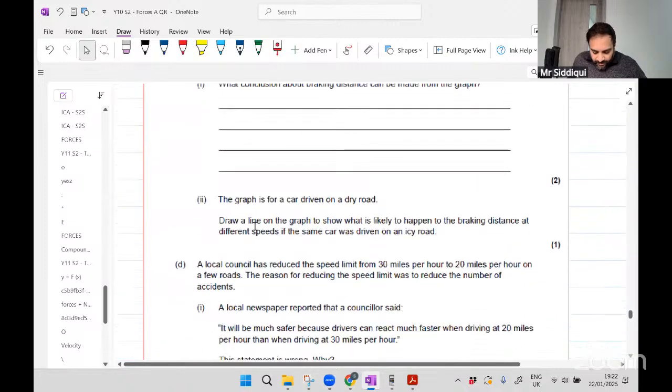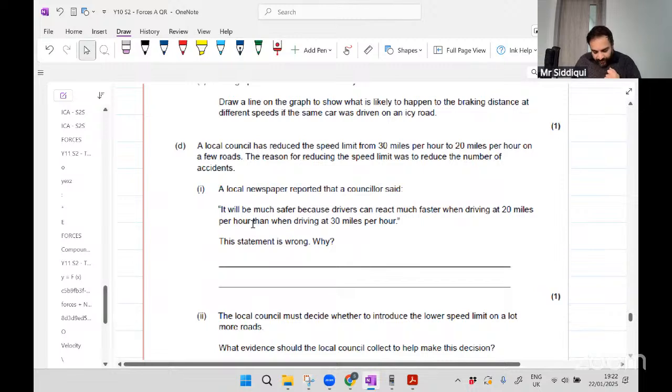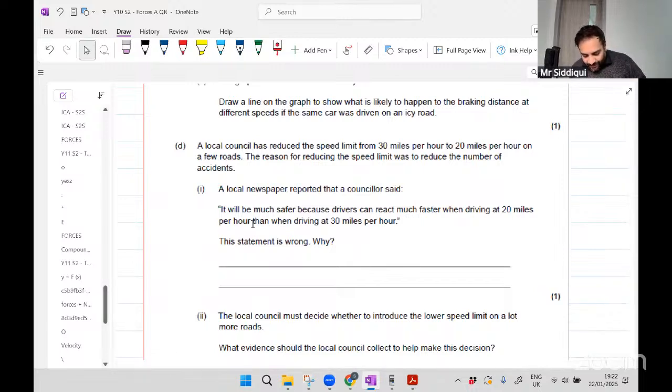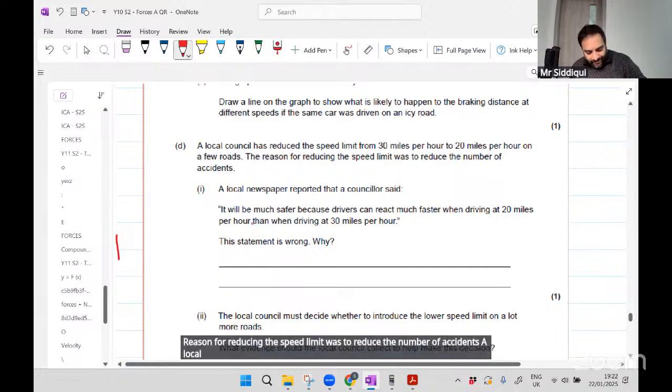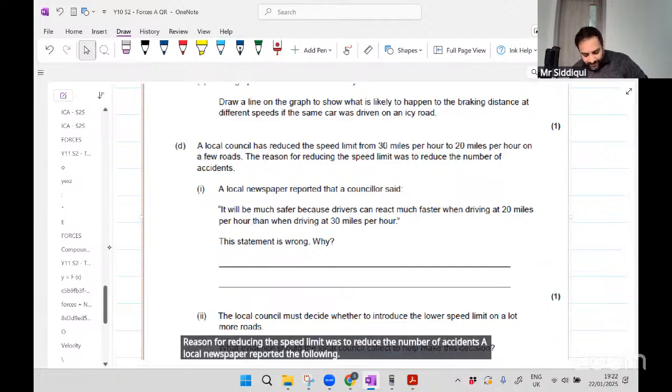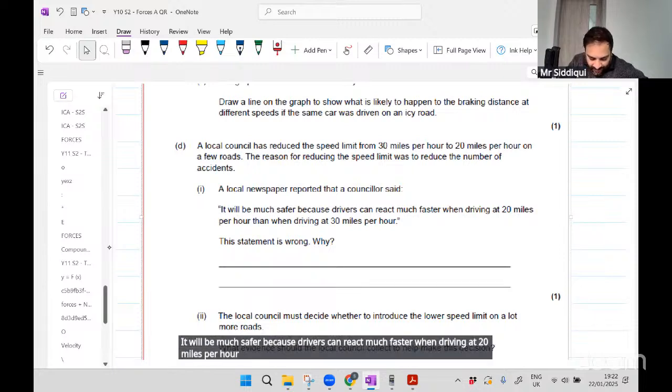What else do we need to do? The graph, we've done that, right? A local council has reduced the speed limit from 30 to 20 on a few roads. The reason for reducing the speed limit was to reduce the number of accidents. A local newspaper reported the following. It will be much safer because drivers can react much faster when driving at 20 miles per hour than when driving at 30. The statement is wrong.